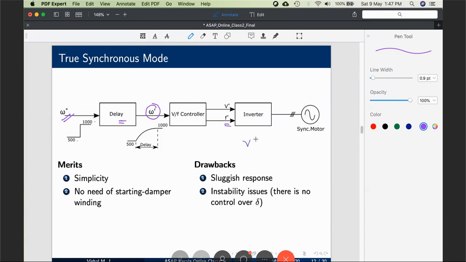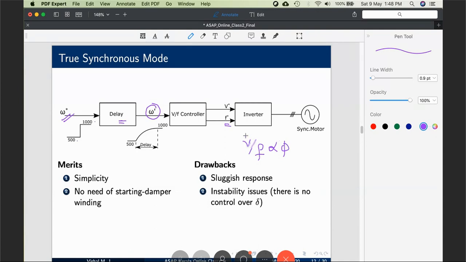Remember, changing frequency will give you the change in speed, but we have to simultaneously change voltage. Why? Because V by F is proportional to flux. If we just increase frequency without changing voltage, the flux will weaken. That's not what we want. Wherever possible, the flux in the air gap of the machine should be at its rated value.